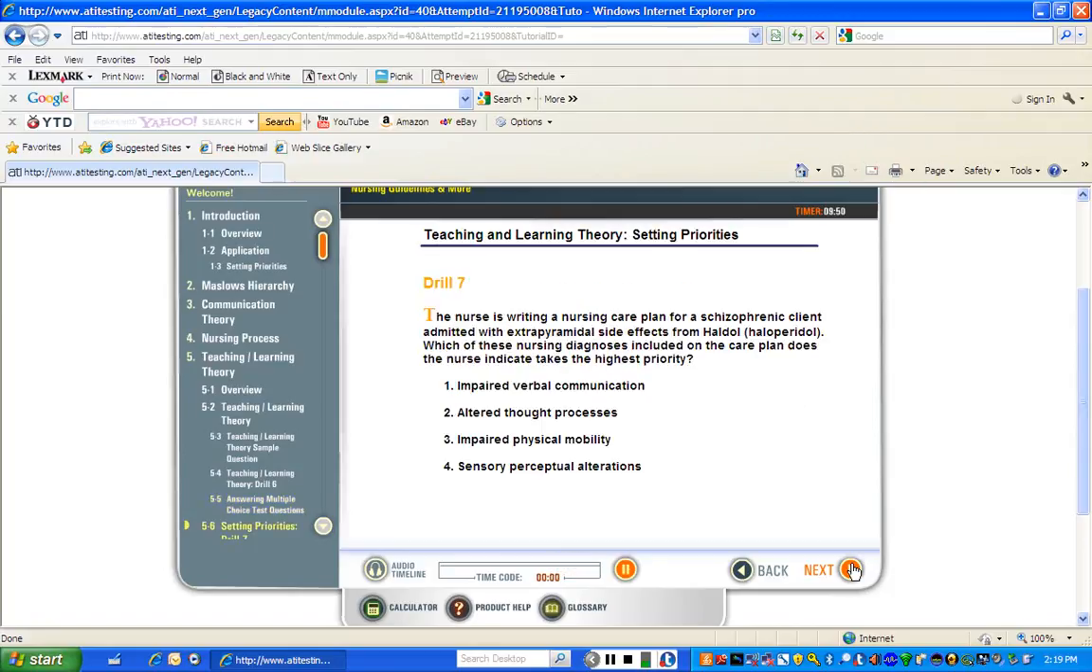Okay, here is a sample question. In this drill, I want you to practice eliminating distractors using the priority setting strategies we just learned. All right, let's see how you did.